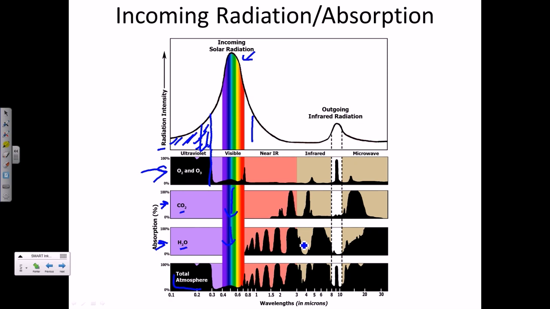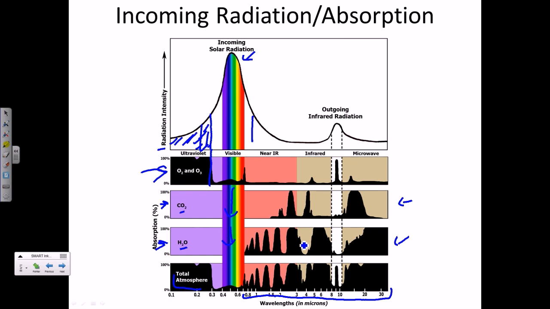Where do gases like CO2 and H2O come into play in terms of radiation? Well, they absorb long wavelength radiation, wavelengths that are typically above about 700 nanometers or 0.6 microns. So everything on the right-hand side of this diagram gets absorbed by CO2 and H2O.